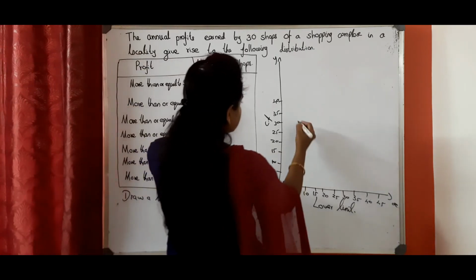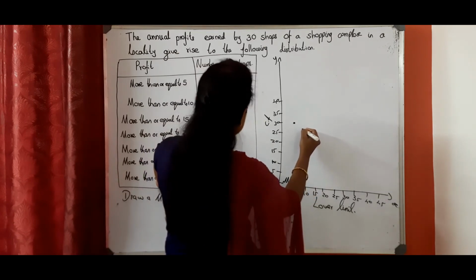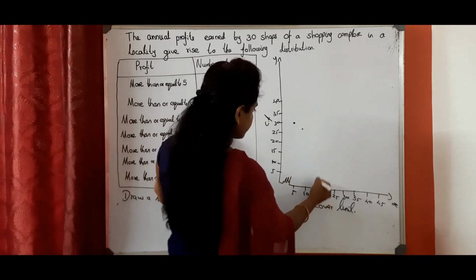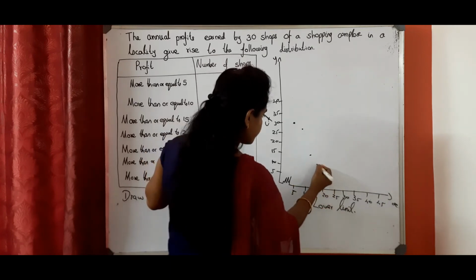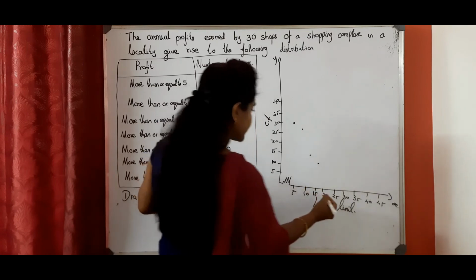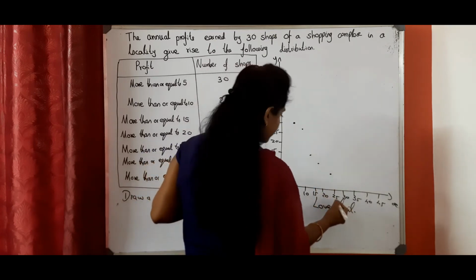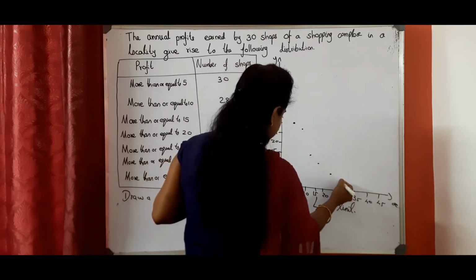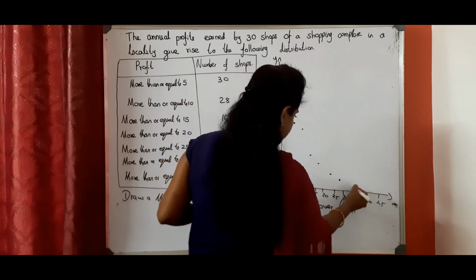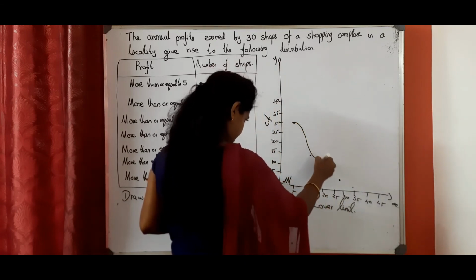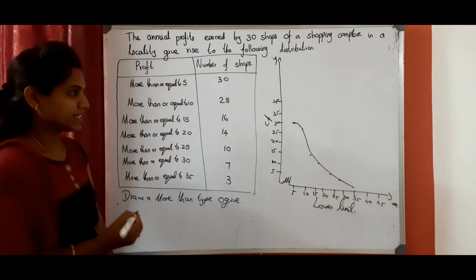So 5, 30. Then 10, 28. 15, 16. It will come here. Then 20, 14. Then 25, 10. And then 30, 7. Then 35, 3. It is 3 here, right? So the graph will come like this. So now we got the more than type ogive, right?